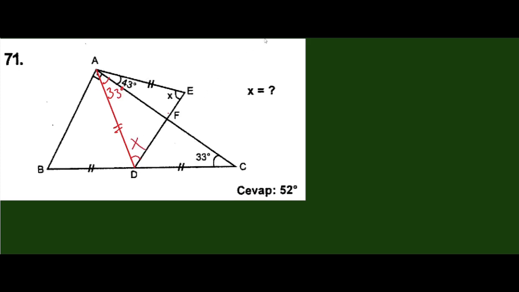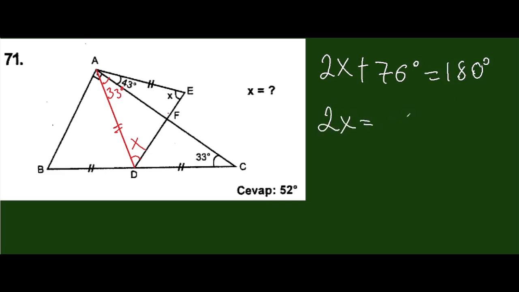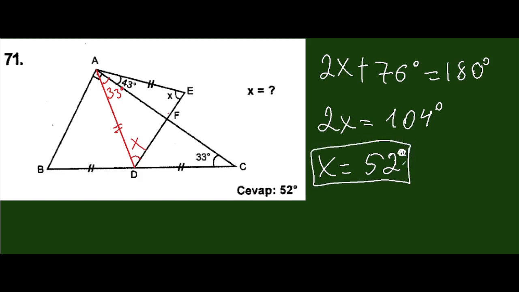Here we can write down that 2x plus 43 plus 33, which gives us 76, will be equal to 180 degrees, and 2x here will be 104 degrees. X from here we know that it will be 52 degrees, which is the right answer.